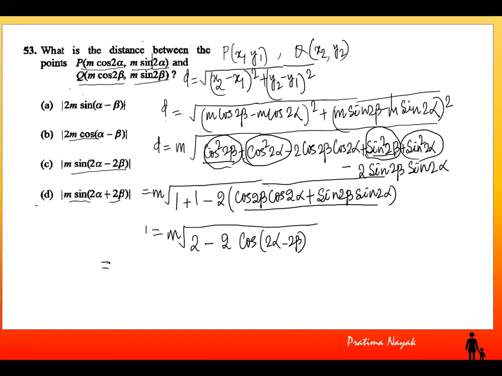Next, again we need some simplification. So what I'll do, I'll take 2 common. 1 minus cos(2 alpha minus 2 beta). Then I'll apply a formula. What is it? 1 minus cos theta is equal to 2 sin square theta by 2.